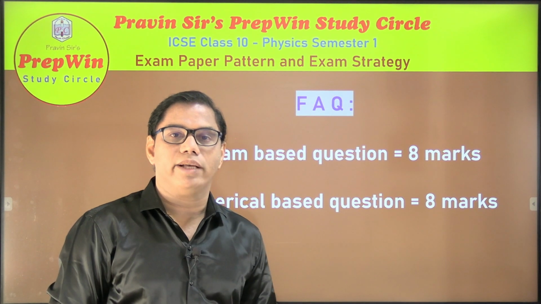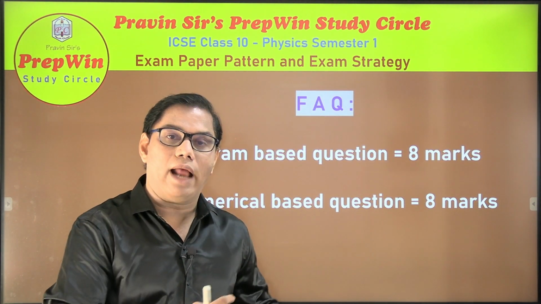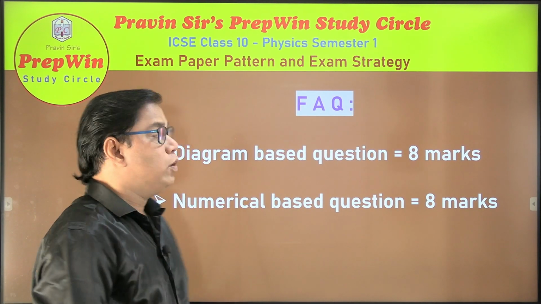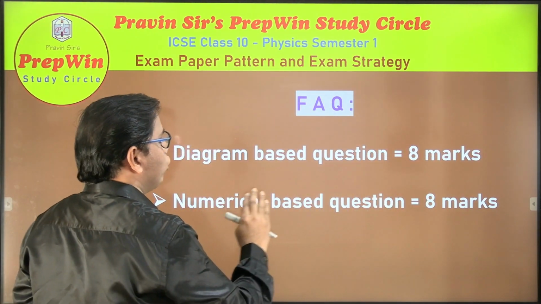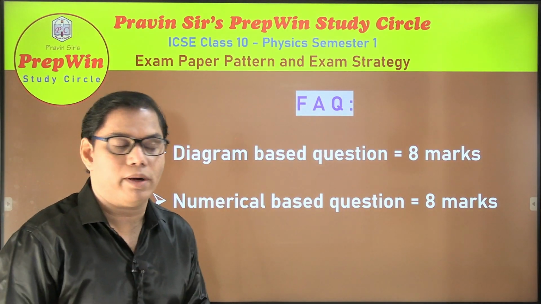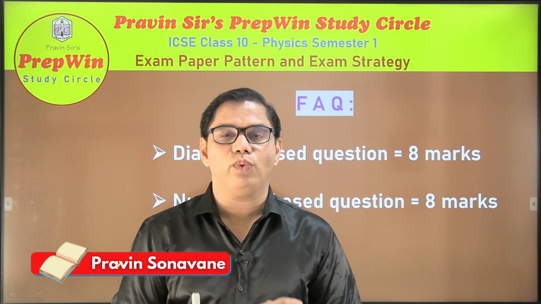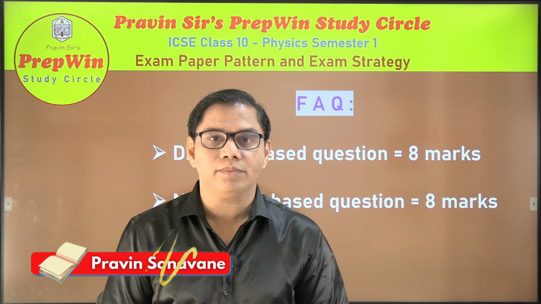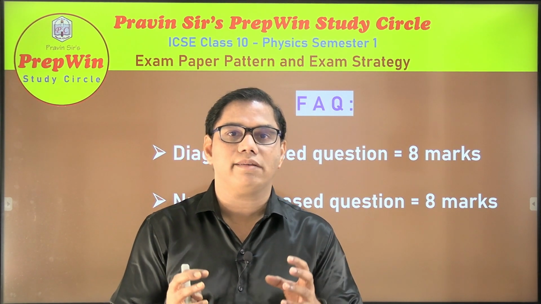And then a diagram based question from the chapter Light: some incomplete diagram will be given and there will be a question based upon that incomplete diagram. So the diagram based question will be for 8 marks and the numerical based question will be for 8 marks. So please remember this. So 8 plus 8 is 16 and the rest 24 marks will be related to definitions, units, physical terms, interrelation between two physical terms, etc.